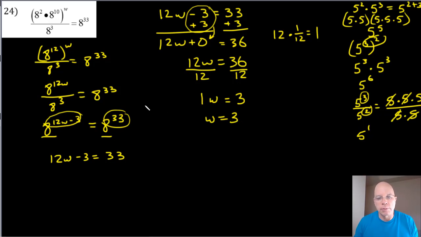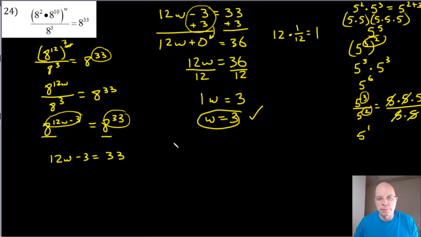But to make sure we did it right, we should substitute w's value back into the original equation. Well, this was the original equation. So if I substitute 3 here, 8 to the 12th to the 3rd is 8 to the 36th. And when I subtract the 3 in the denominator from 36, I do in fact get 33. And so that verifies the value of w.